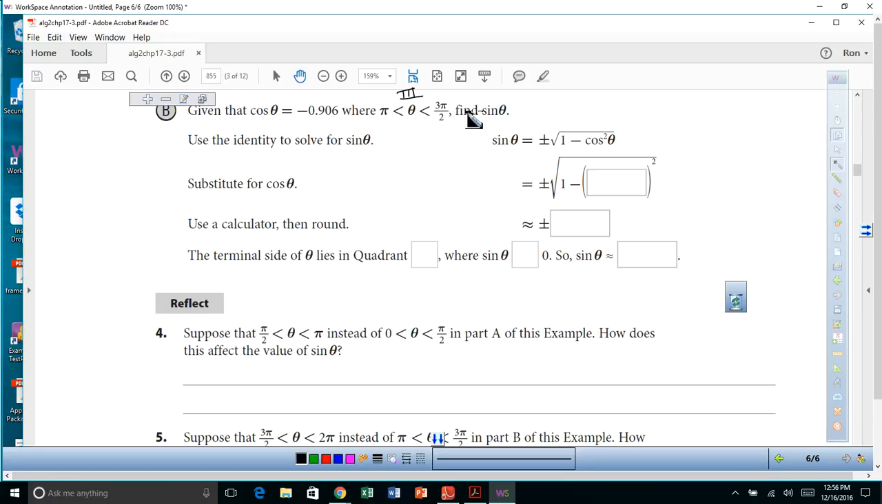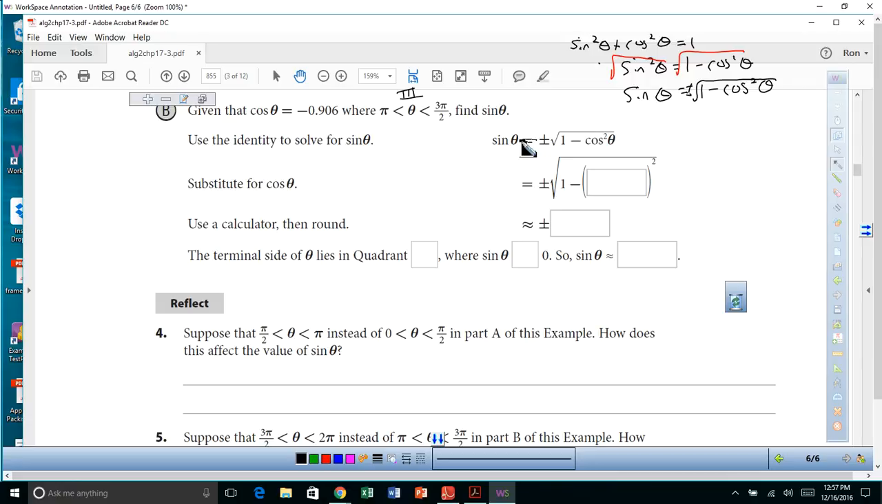Find sine theta. All right, so use the identities to solve for sine theta. Remember, you've got sine squared theta plus cosine squared theta equals 1, and we're going to find sine, so we're going to subtract cosine squared. So you have sine squared theta equals 1 minus cosine squared theta, and then take the square root of both sides, and you get sine theta equals plus or minus the square root of 1 minus cosine squared theta, because right here we took the square root of both sides. All right, good.